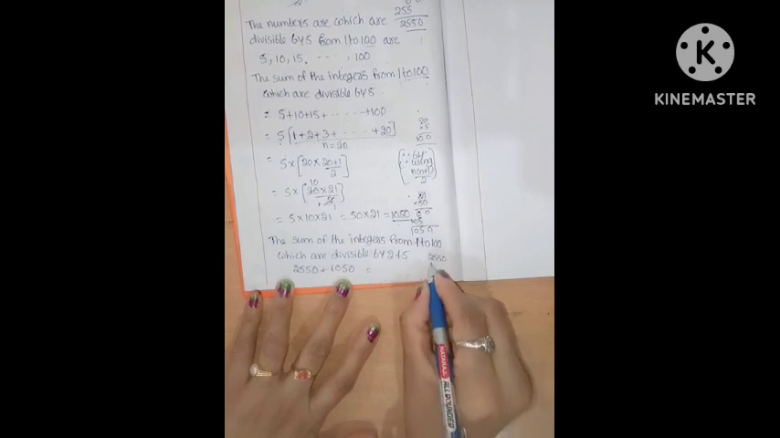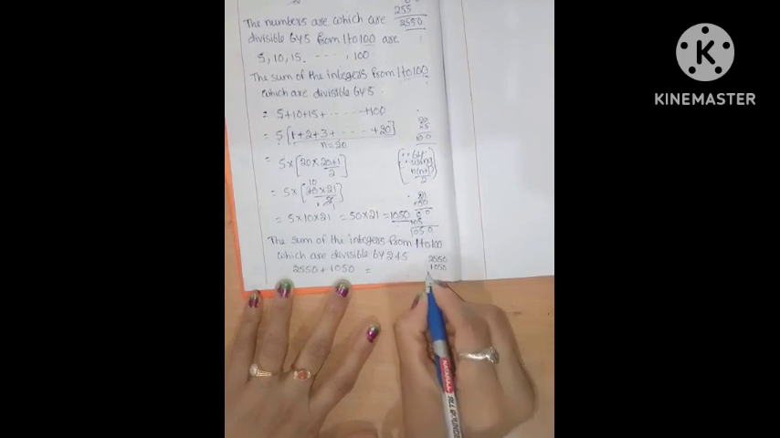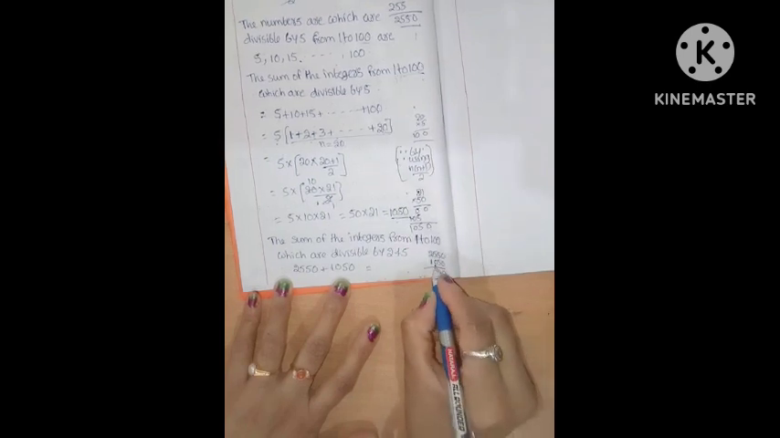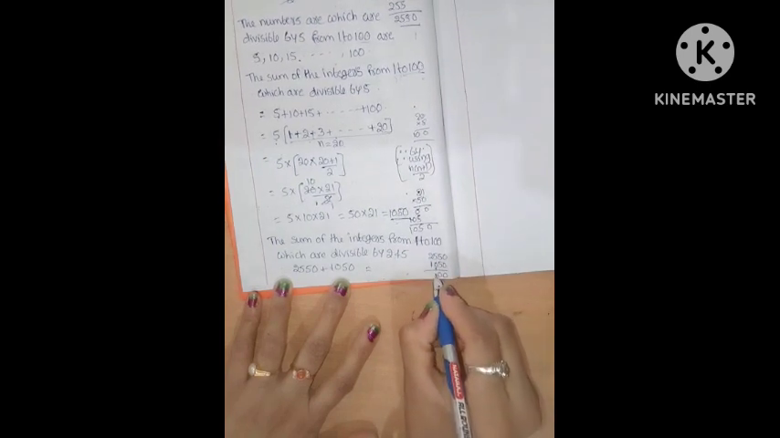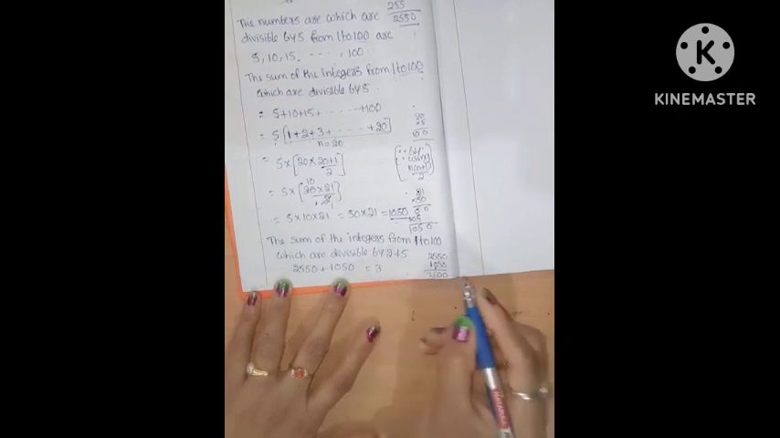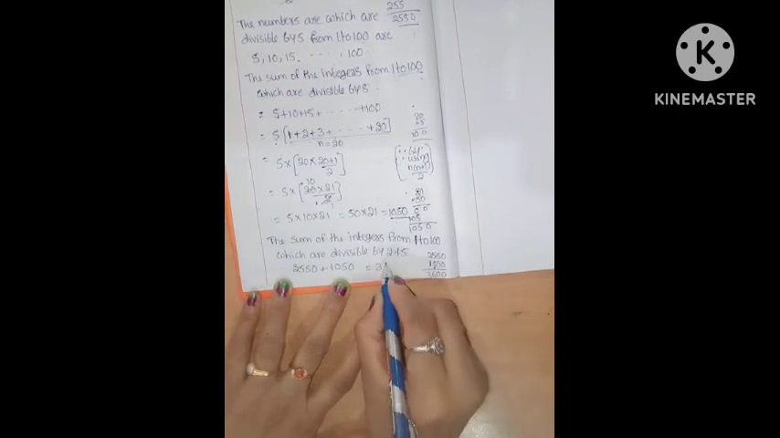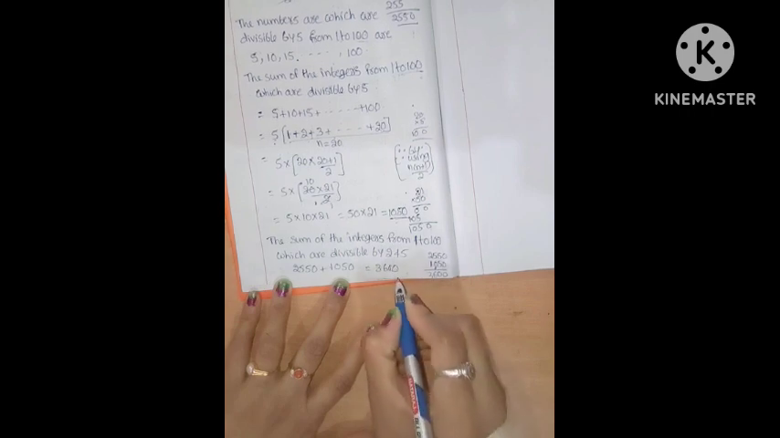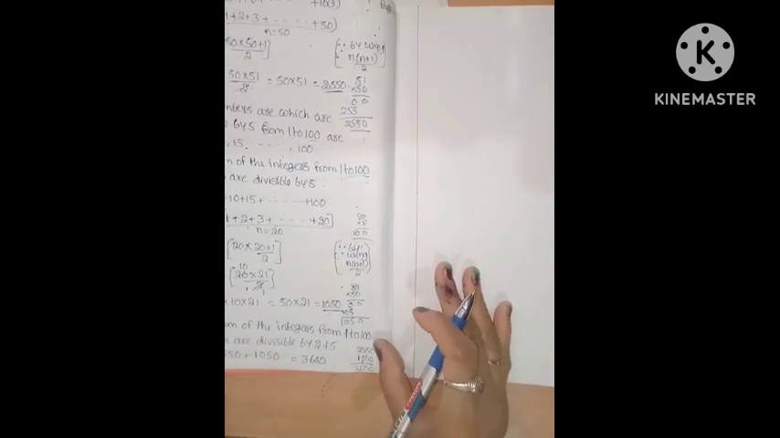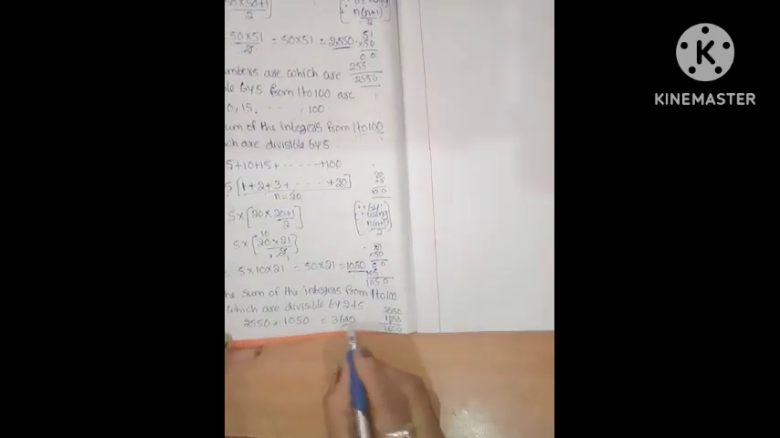2550 plus 1050. So the total is: 0 plus 0 is 0, 5 plus 5 is 10, so 5 plus 1 is 6, 2 plus 1 is 3. So how much value will we get? 3600. So this is the sum of the numbers from 1 to 100 which are divisible by 2 and 5, both. This is the sum only.